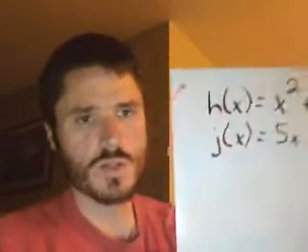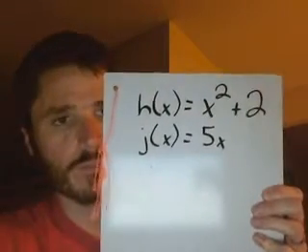So now you're going to work with two different functions. So I'd like you to write these down. And the two functions are h of x is equal to x squared plus 2, and j of x is equal to 5x. Okay, so these are your two functions that you're working with. Okay, and I would like you to calculate, do something slightly different, h of j of -1.